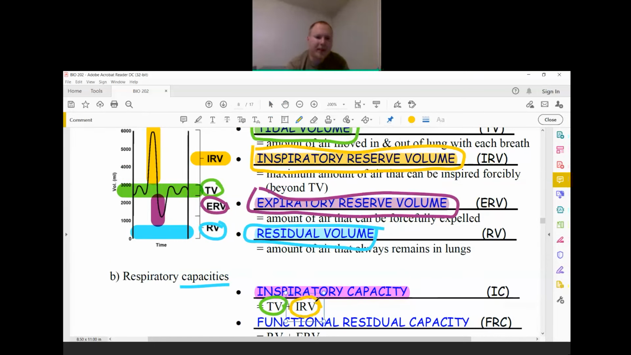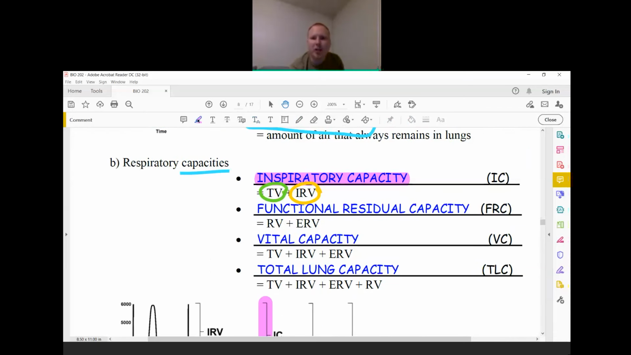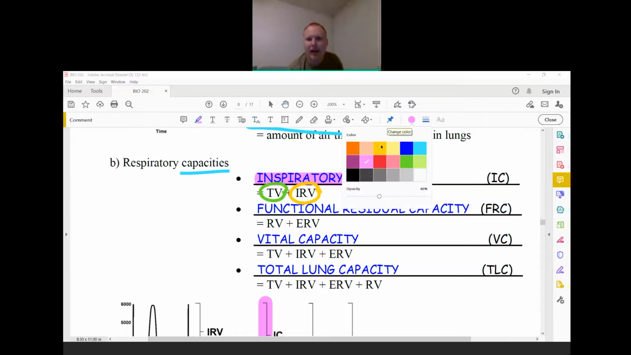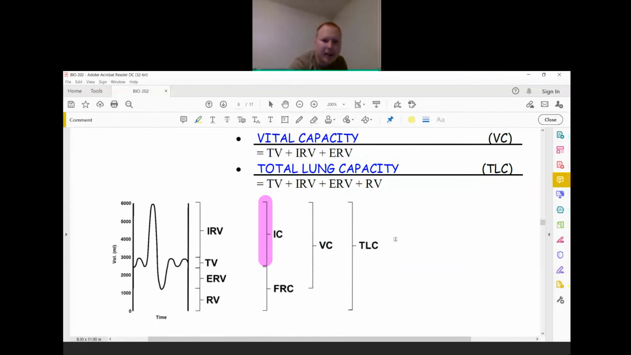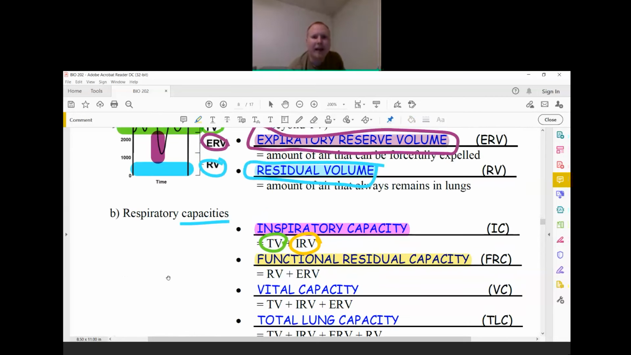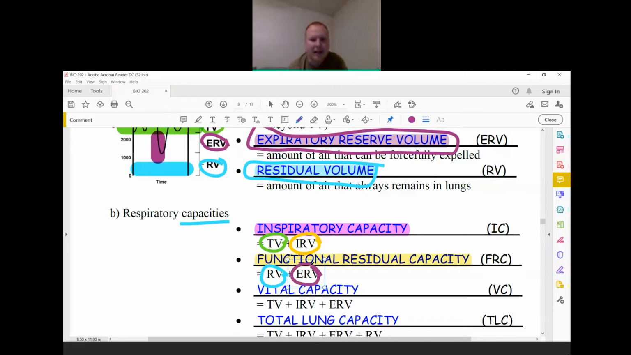The next capacity that I want to discuss with you is the functional residual capacity. Let's add that to our diagram here. It's often abbreviated as FRC. That's calculated simply by adding together our residual volume and our expiratory reserve volume. So that gives us our FRC.